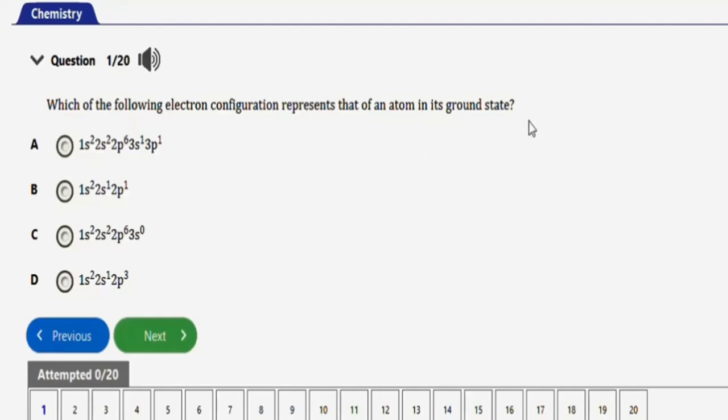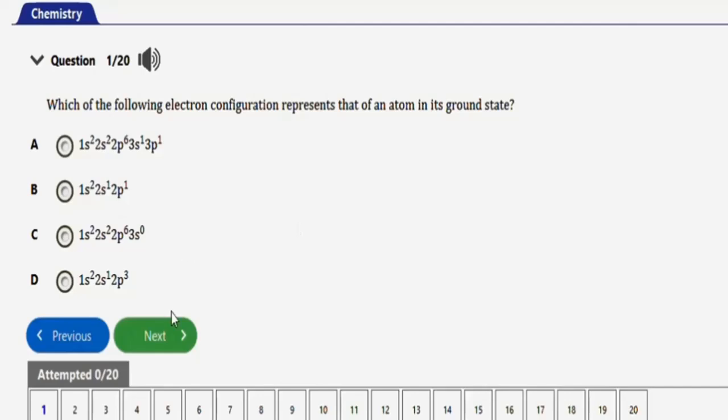atom in its ground state? So ground state is a state that is not excited. So basically it has to be an inert element which has no excitement. So let's check the one that is inert here, a noble gas. So the one here is option C, 1s2, 2s2, 2p6, 3s0. So this is neon.